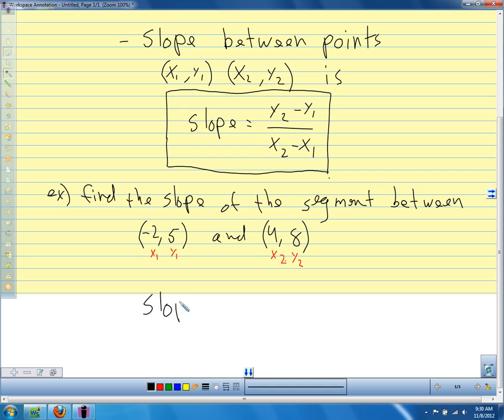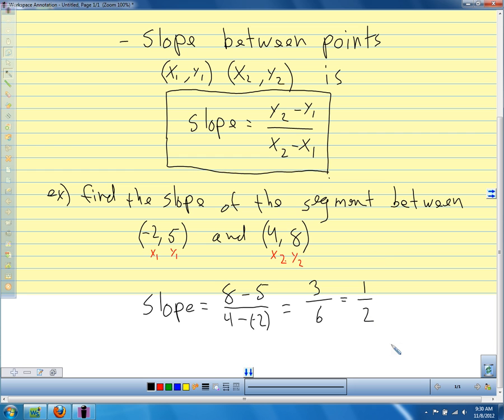The slope equals y2 minus y1 divided by x2 minus x1. y2 is 8, y1 is 5, x2 is 4, and x1 is negative 2. 8 minus 5 is 3. 4 minus negative 2 is positive 6. Minus a negative makes it positive. So I reduce that fraction and I get 1/2. So the slope of the segment between those points is 1/2. So for every 1 square it rises, it goes over 2. So this would be the rise and that would be the run.